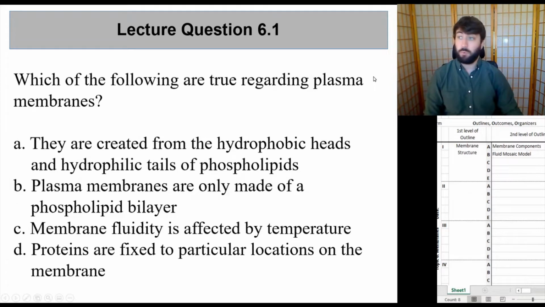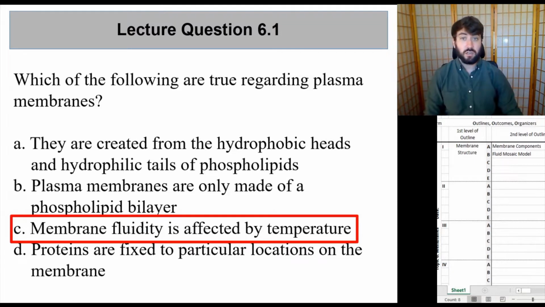Anyway, lecture question 6.1, of course, you're going to want to know the answer. If you said the answer was C, you'd be correct. That was a fairly straightforward question, but you're going to see some of those pretty straightforward ones on the exam as well.